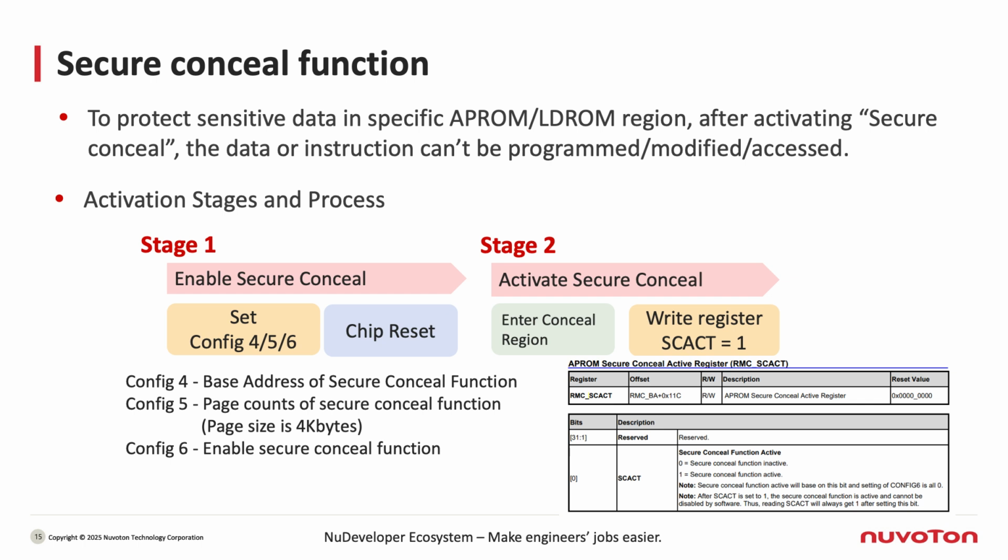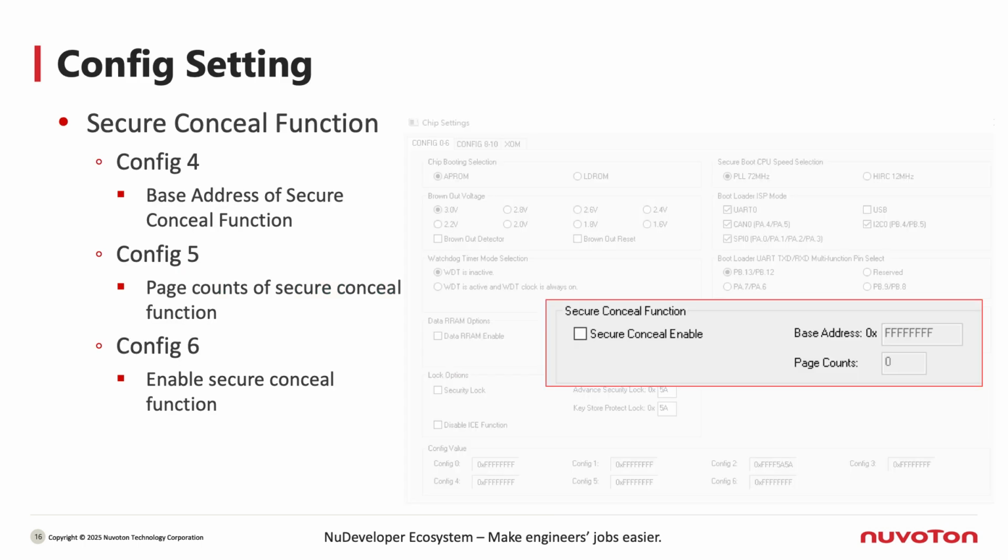Within the Secure Conceal area, both data and instructions cannot be written by the program, and only a system reset can clear it. This feature is particularly important for custom bootloaders, as it protects encryption routines and critical code, ensuring that after exiting the bootloader, the region is completely unreadable and non-executable. This shows the config regions that need to be set for the Secure Conceal function.